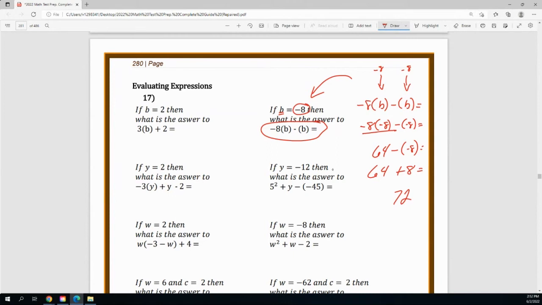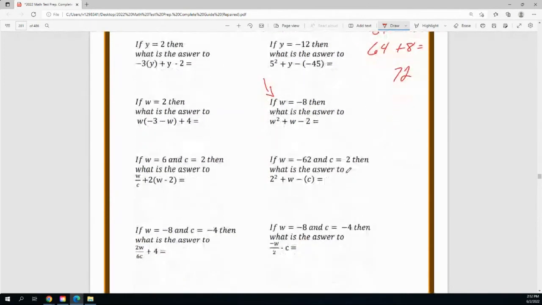Now, take a look at something else. What if we come down here and look at this guy? You'll notice that this is the expression. Notice that the variable is being squared. Okay. The W is going to be worth a -8. So every time I see a W, I want to replace it with -8. All right, here we go.